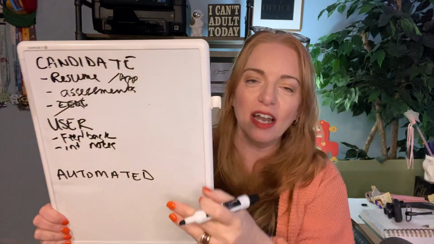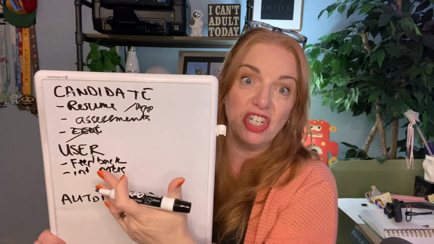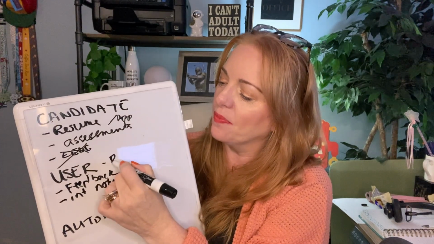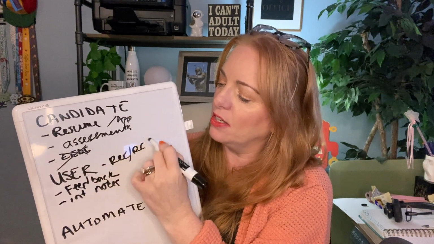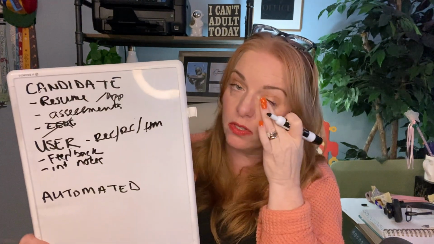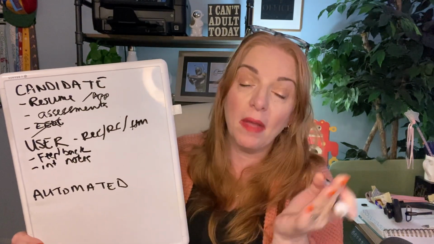Okay. Second kind of data that we're going to look at is user data. So what I mean by user data, this is where I'm talking about the ATS user, which is me. I will have feedback, interview notes, just all kinds of manually inputted information. So I'm a user, my recruiting coordinator is a user, my hiring manager is a user of the ATS, a recruiting manager might be a user.